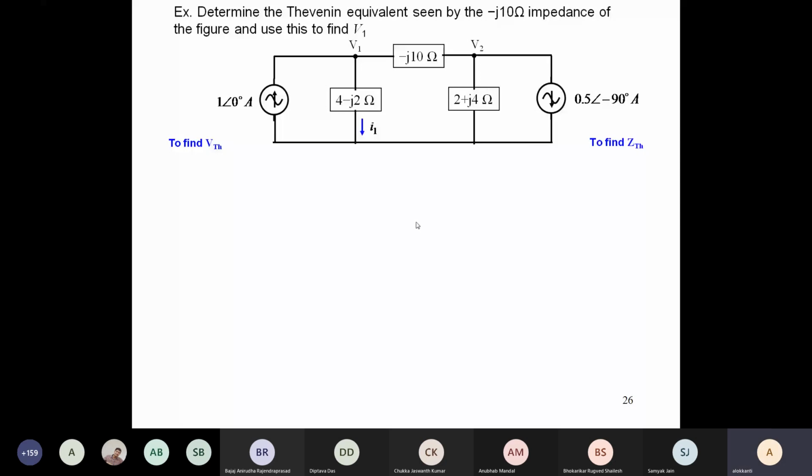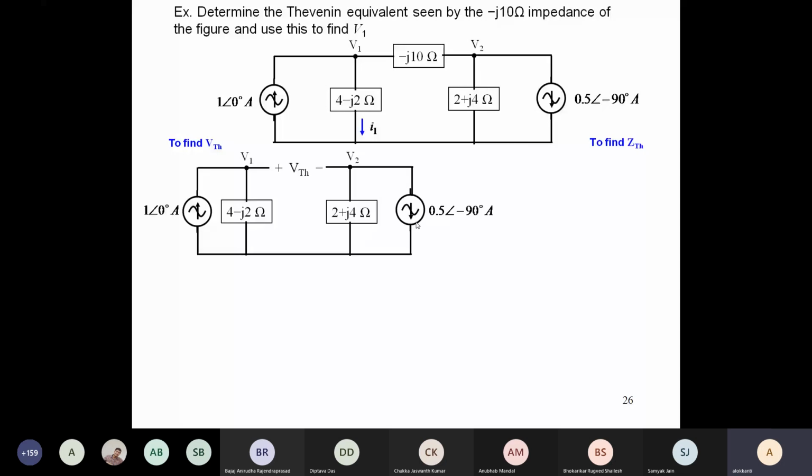So basically, this is the root circuit. To find out the Thevenin voltage, you basically have this circuit. I have removed the minus J10 ohm impedance and kept the circuit as it is. Now it is required to find out the voltage across the two open terminals. Similarly, for the Thevenin impedance, this is the circuit. Across those two terminals, what is the impedance?